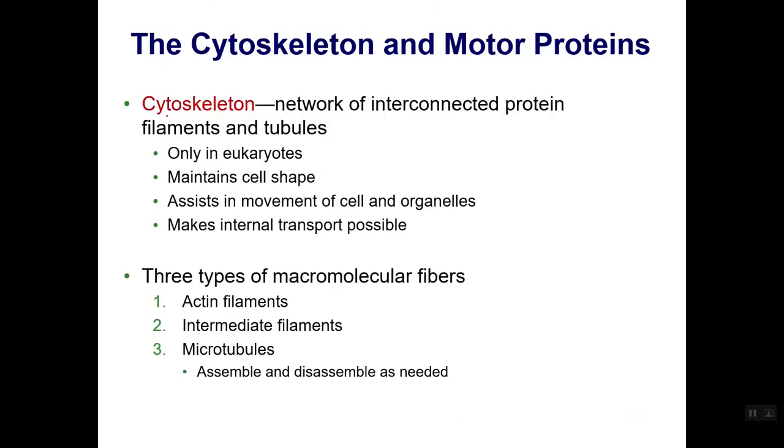All right, we're getting towards the end, you guys. The cytoskeleton. The cytoskeleton is a network of protein filaments and tubes that are found in eukaryotic cells that help to maintain the shape. They assist in movement of cells and organelles and make internal transport possible. There's 3 different types: actin filaments, intermediate filaments, and microtubules. And all of these will assemble or disassemble as needed.